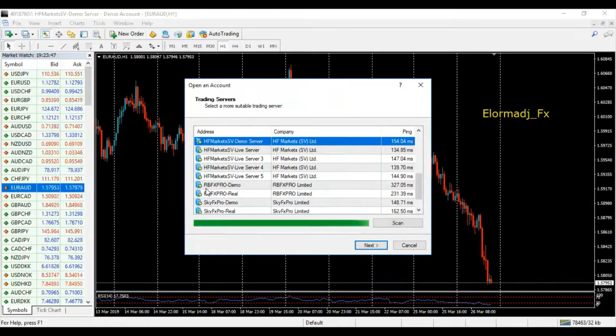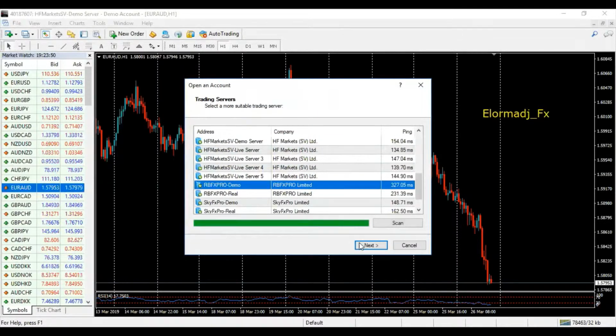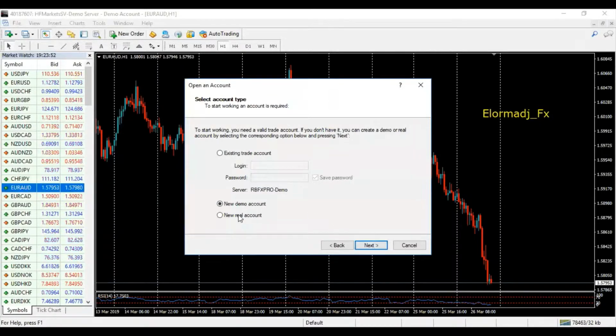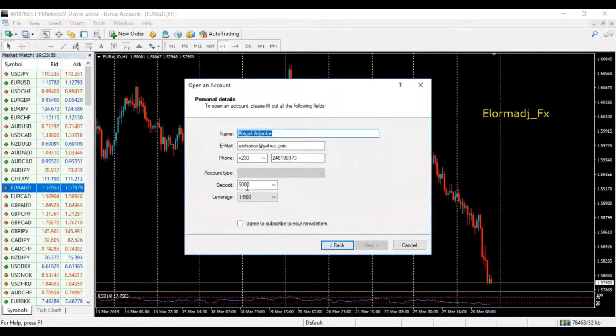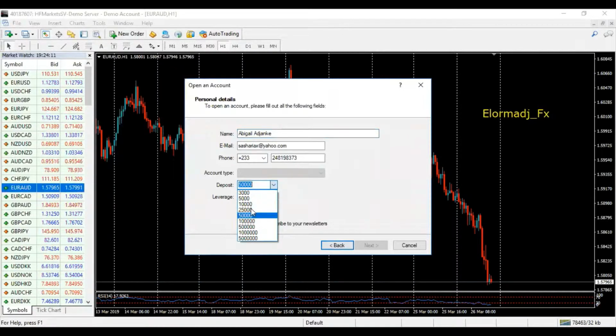So let's go to the IBFS demo. Let's go to next. When you go to next, you say new demo account. You also click on next. They provide you your name, your email address, your telephone number. Since I already registered, that's the reason why they all came. Then the amount I want: 3,000, 5,000 and above, you have it all.